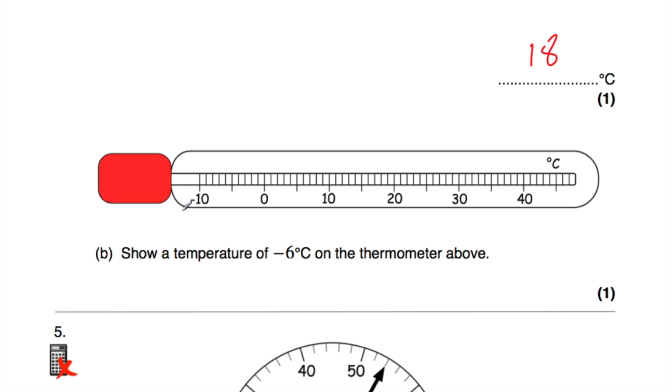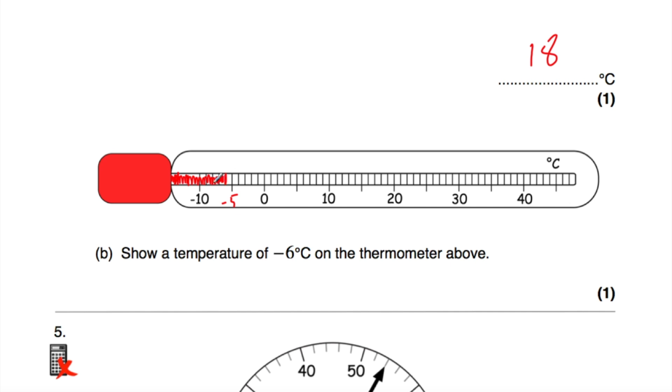So part B, we've got the thermometer and we've been asked to show a temperature of -6 degrees Celsius on the thermometer. Well, let's start with 0. So then this would be -5 here. And then remember, we're going down here. So this number here would be -6 there. So to show this on the thermometer, we'd shade that in all the way to this point here. So we're going to shade in all the way to -6.